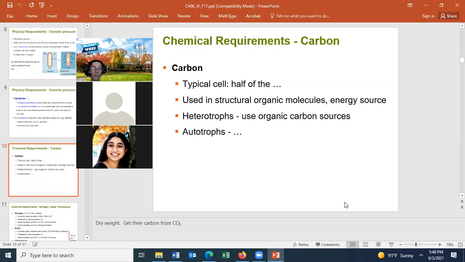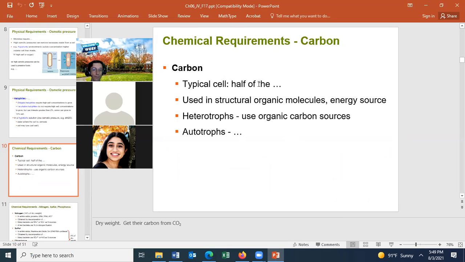Another chemical requirement for life is carbon. Typically, cells have about half of their dry weight from carbon. Dry weight means we removed all the water from the cell, and then we weigh the cell. Half of the weight will come from carbon in the molecules of the cell. Obviously, the majority of the weight of a live cell will be water. If you remove the water, half of the weight remaining is carbon.